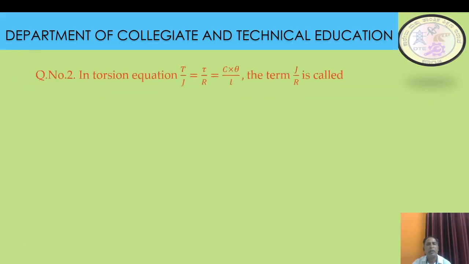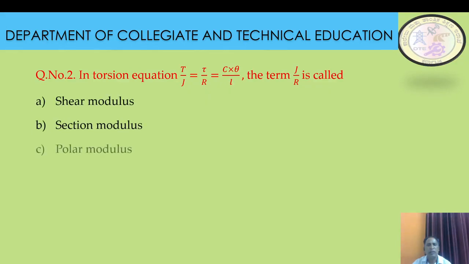Next question. In the torsion equation, T by J is equal to tau by R is equal to C theta by L, the term J by R is called as: torsional rigidity, shear modulus, section modulus, polar modulus, none of these. The answer is C, that is polar modulus.